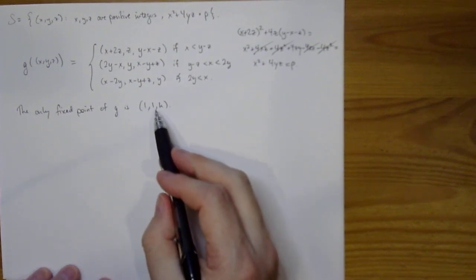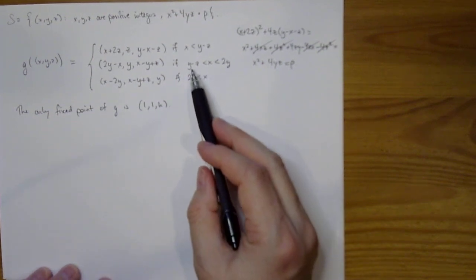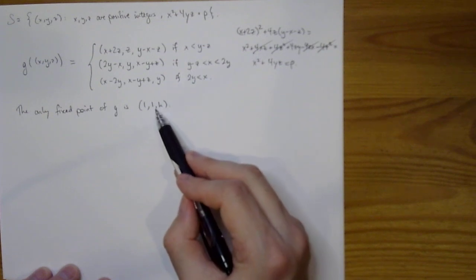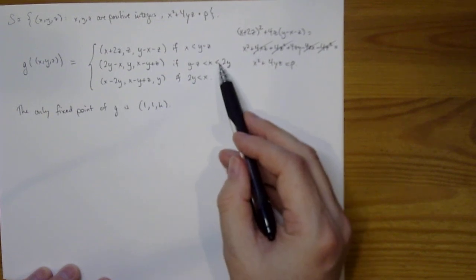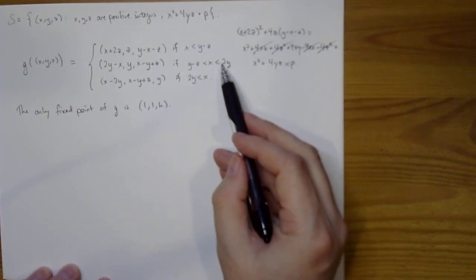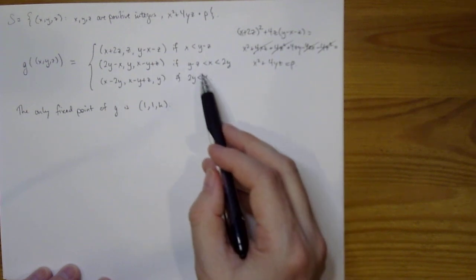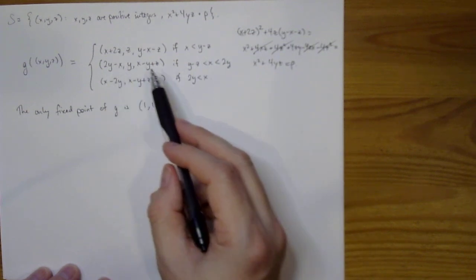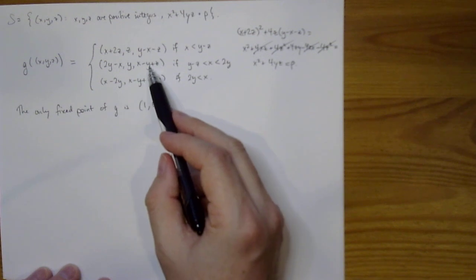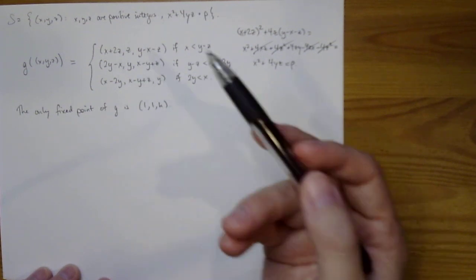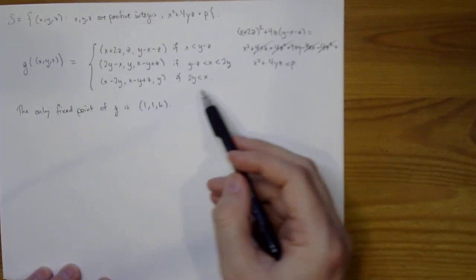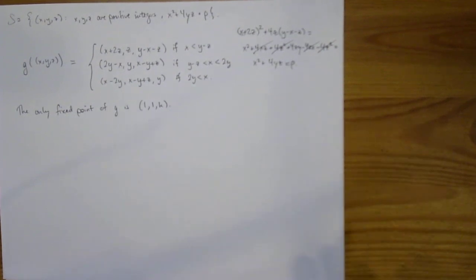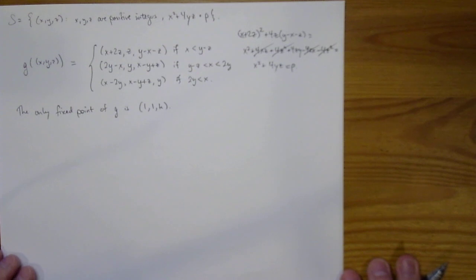And you can see that for 1, 1, K, Y minus Z is 1 minus K, X is 1, and 2 times Y is 2, so this inequality holds, so we're in this area. And then 2Y minus X is 1, Y is 1, and X minus Y plus Z is 1 minus 1 plus K, which is K. So you can see that G of 1, 1, K is 1, 1, K. So you can see that it's a fixed point without much trouble. Checking that it's the only one is a little bit more work. So again, I'll leave that to you. All right.